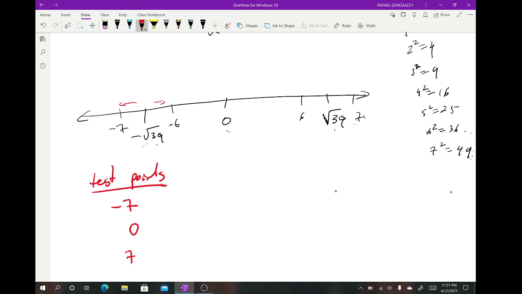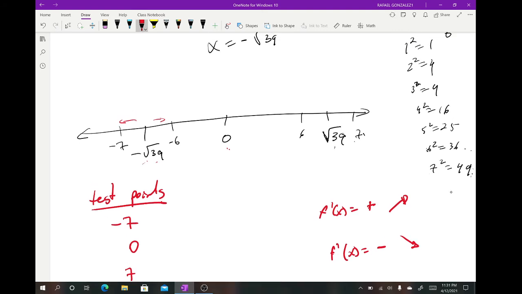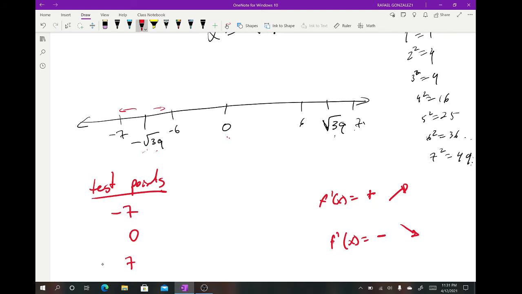Because remember that if f prime of x is positive, then we know that the function is increasing on that interval because of the derivative. And if the derivative is negative, then we know that the function is decreasing on that interval. Okay? So we know that for a fact. I gave you guys a theorem about this. So all we have to do is plug these values into the derivative.